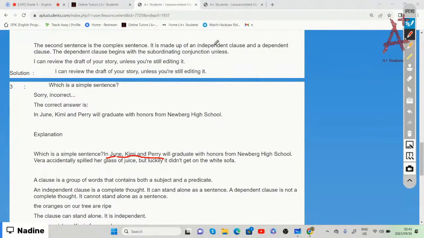Because remember, we said a simple sentence has an independent clause, it has a subject. And then the next sentence says, we accidentally spilled a glass of juice, but luckily it didn't get on the white sofa. That is a compound sentence.